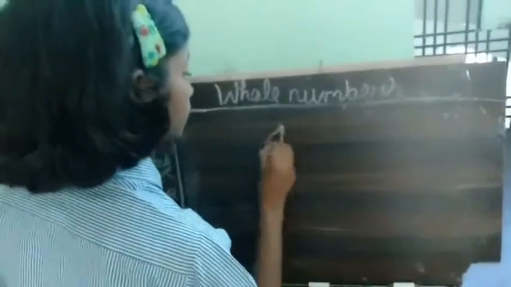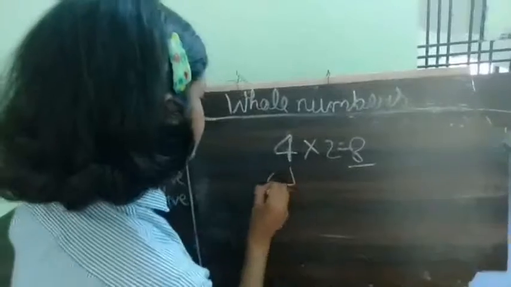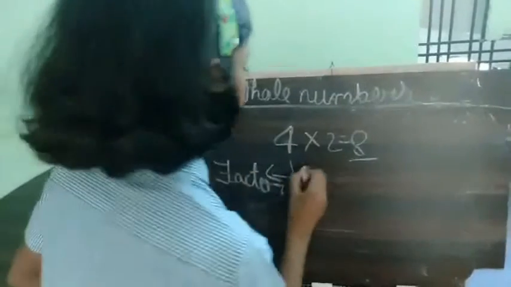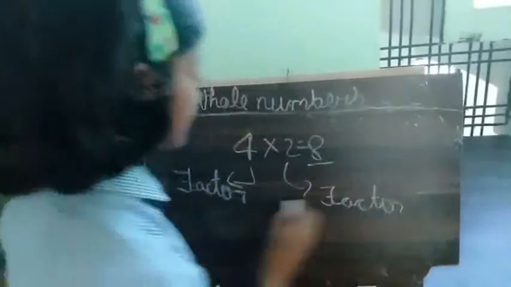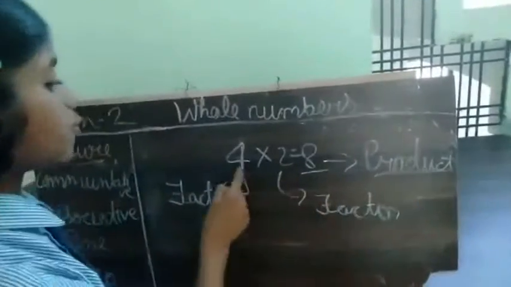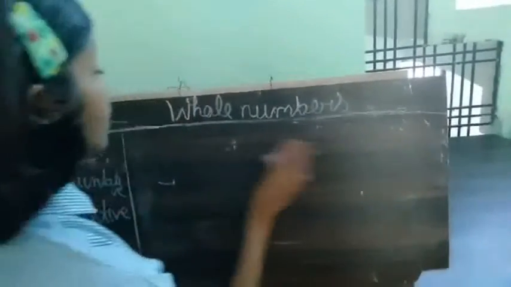And if we do multiplication like this, equals 8. So, this is a factor. This is also a factor. These both are called factors. And this is also the product. Means factor and product. Now our next topic is properties of multiplication.